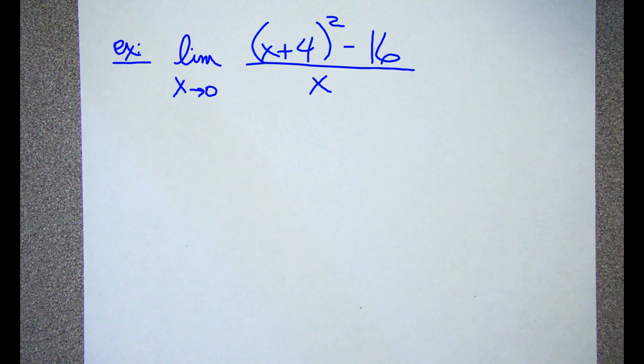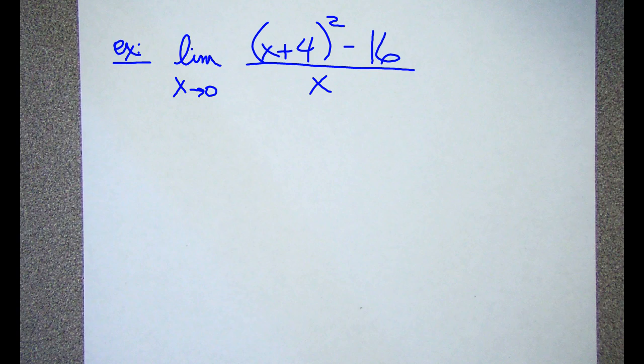Alright, if I give you that, this is a different technique. You plug in 0, what happens? You get 0 at the bottom, so we're kind of stuck. Okay, what are we going to do? You can't factor it, it is factored. x plus 4 squared is the factored version. So we're going to have to try the opposite direction.